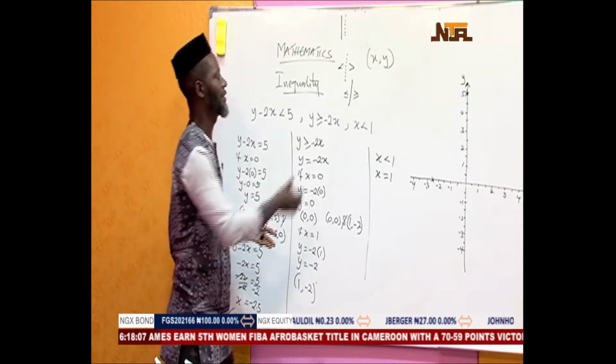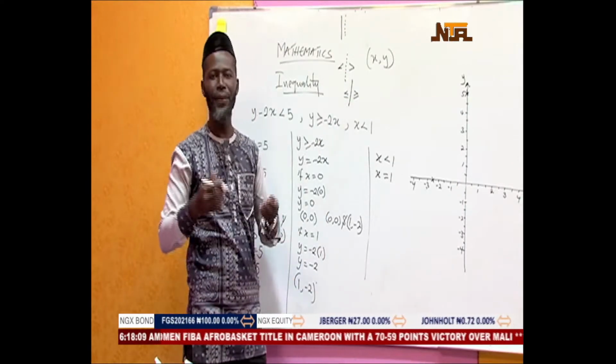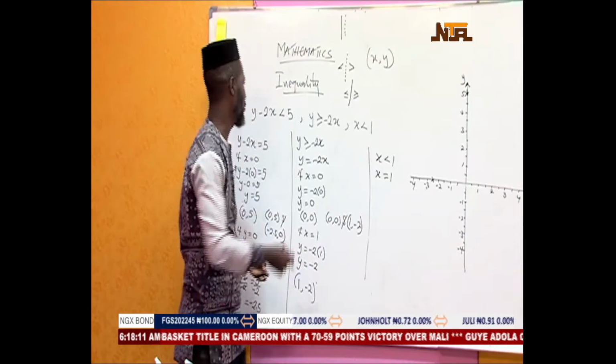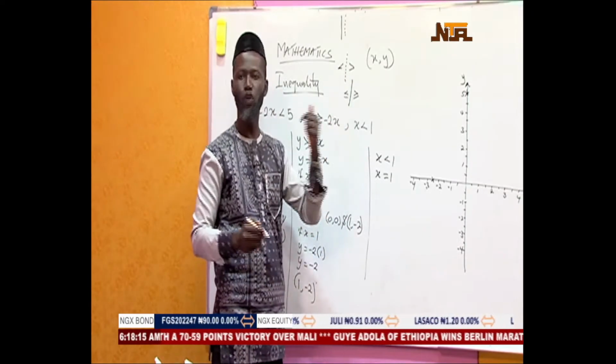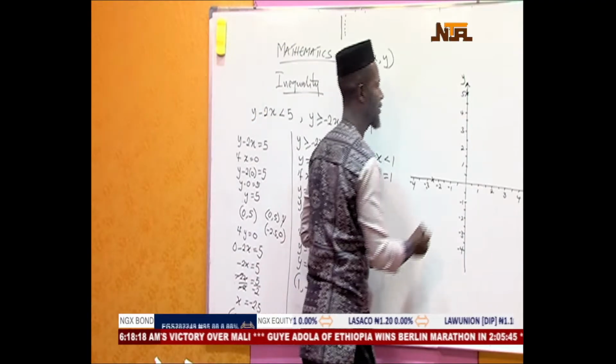Are we going to have a thick line or a dotted line? It depends on the inequality sign that we are given. So we are given less than. That means that we need a dotted line, not a thick line. So use your ruler to join them.